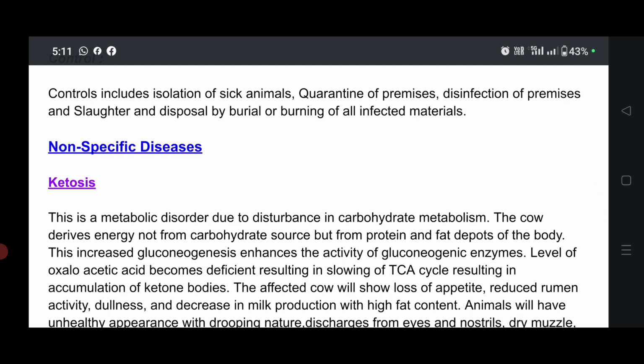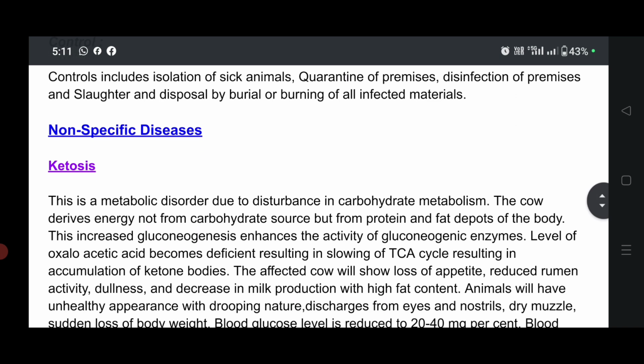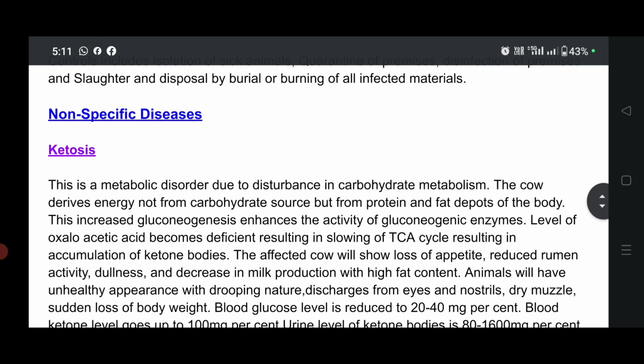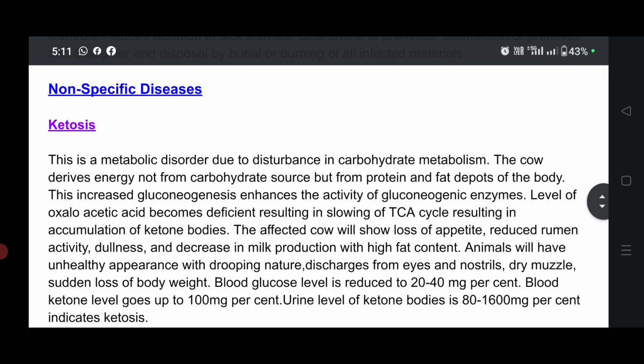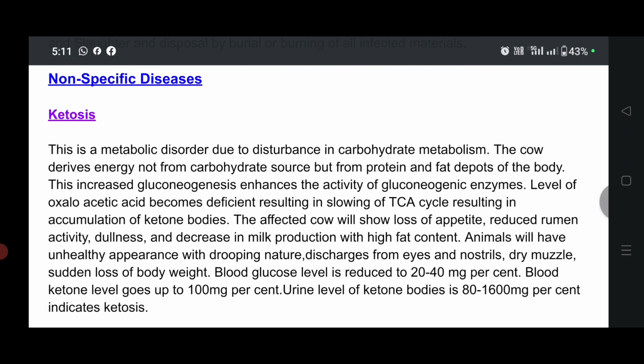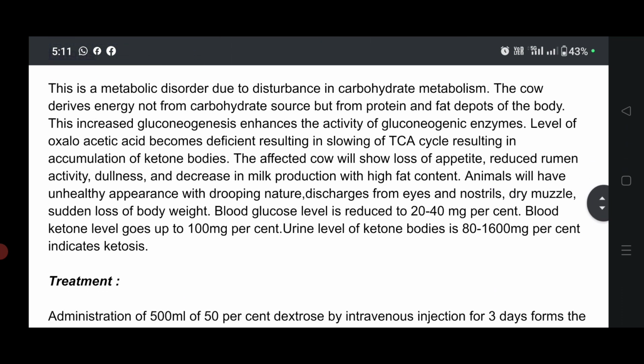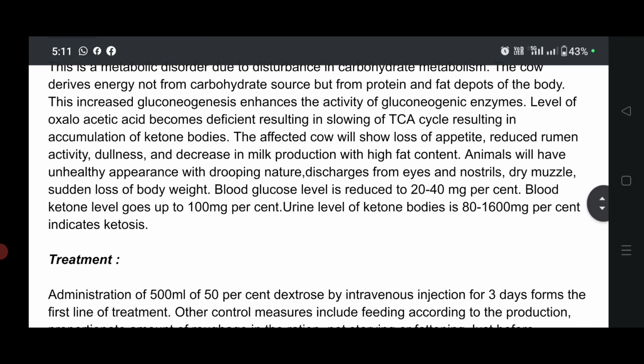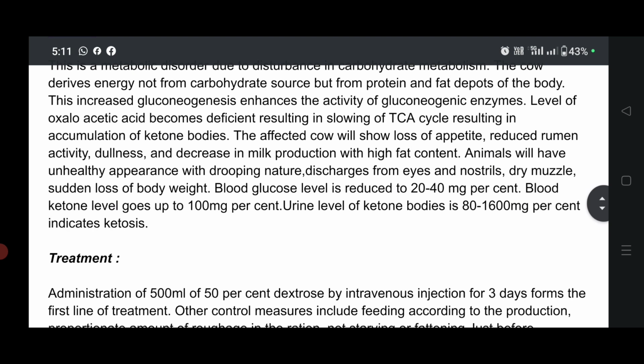The affected cow will show loss of appetite, reduced rumen activity, dullness, and decrease in milk production with high fat content. Animals will have an unhealthy appearance with drooping nature, discharges from eyes and nostrils, dry muzzle, and sudden loss of body weight. Blood glucose level is reduced to 20-40 mg/100 ml. Blood ketone level goes up to 100 mg/100 ml. Urine level of ketone bodies at 80-1600 mg/100 ml indicates ketosis.